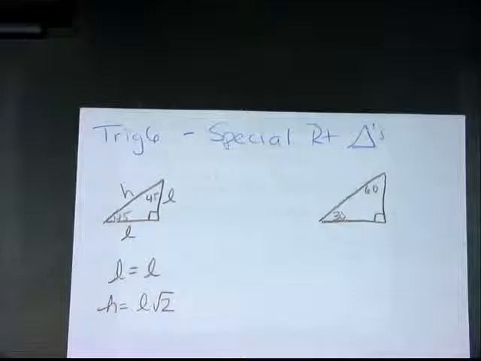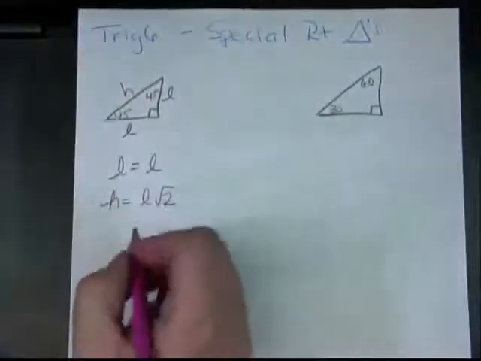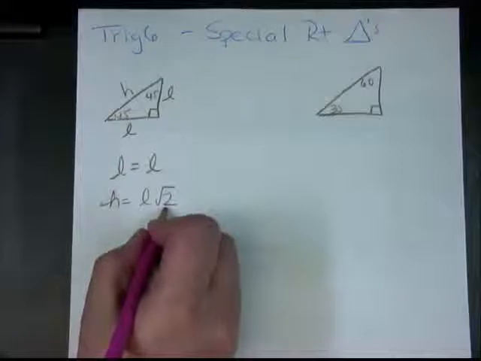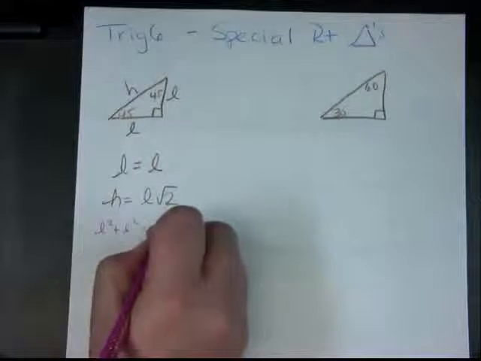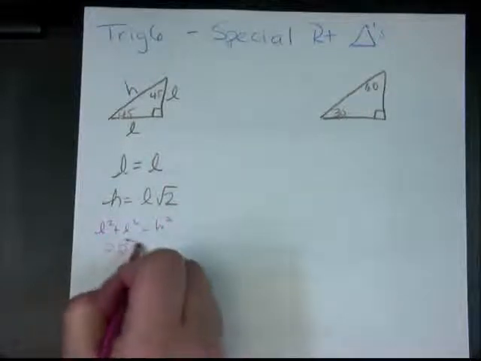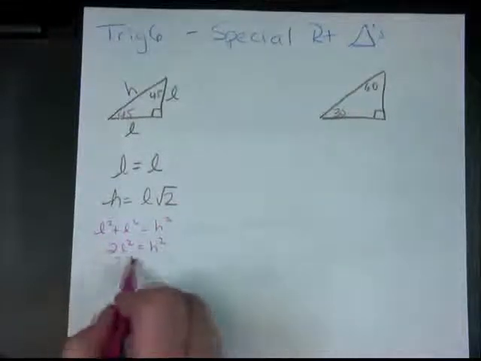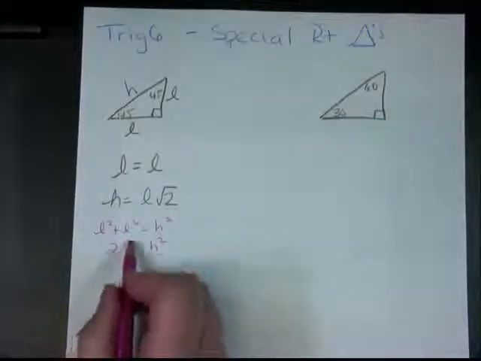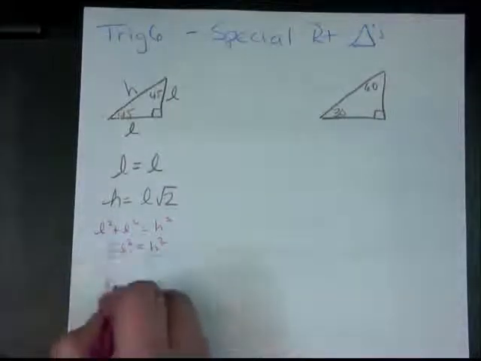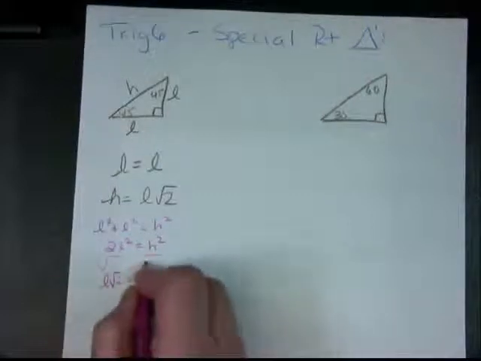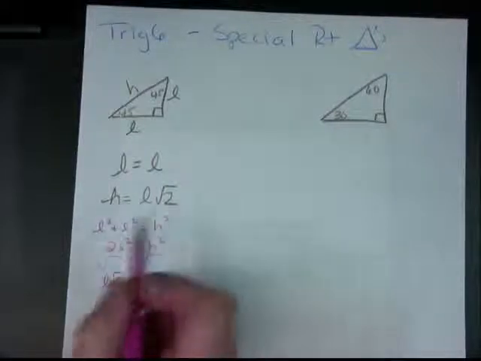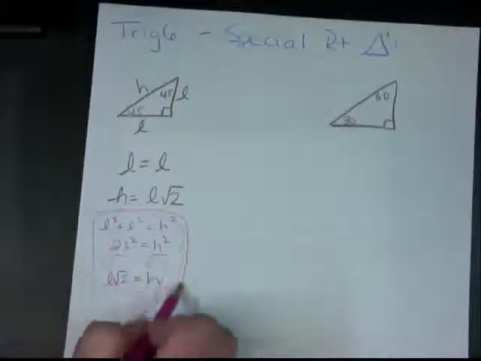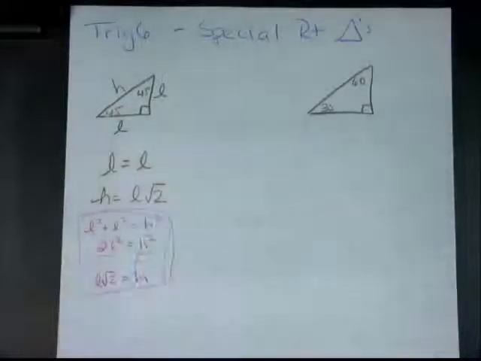And the reason for that is because if I were to prove this with the Pythagorean theorem, I would say leg squared plus leg squared is hypotenuse squared. Well, this is 2 leg squareds. Now when I square root both sides, I can take the square root of L squared and get L, but I can't take the square root of 2. And the square root of a square is itself. So that's why the hypotenuse is leg root 2, because I can prove it with the Pythagorean theorem. But as long as I remember this relationship, you won't have to prove it again.